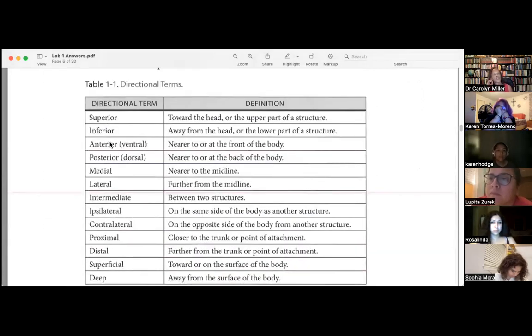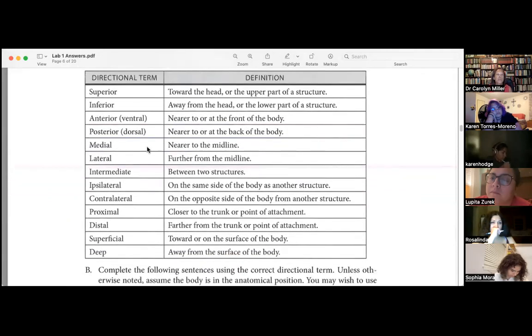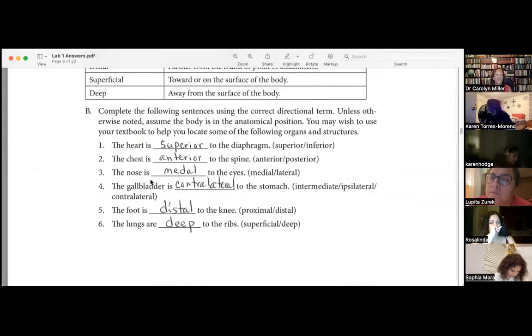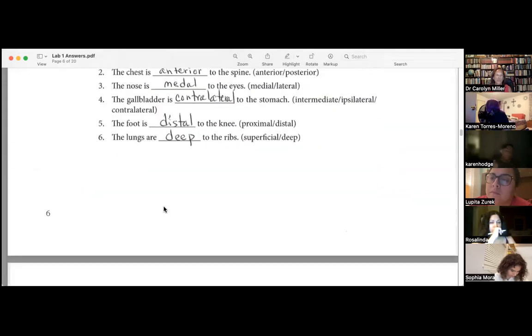Don't forget to be able to use, and I did use, contralateral: on the opposite side of the body from the structure. So the gallbladder is contralateral to the stomach. Medial, midline, lateral, outside, further from the midline, superior, inferior, anterior, posterior, and then proximal, distal. And here, be able to use those terms.